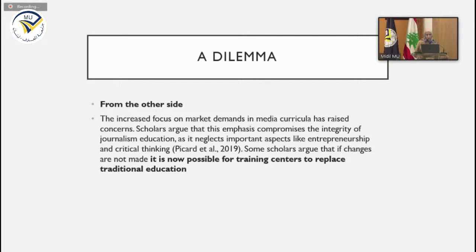From the other side, the increased focus on the market demands in media curricula has raised concerns. Scholars argue that this emphasis compromises the integrity of journalism education as it neglects important aspects like entrepreneurship and critical thinking. Some scholars argue that if changes regarding education are not made, it is now possible for training centers to replace traditional education.